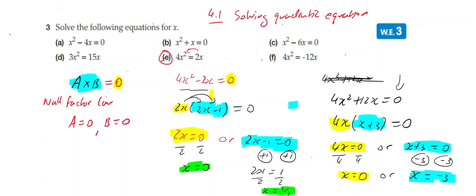So hopefully this gives you an idea. As you can see, in parts A, B and C, it's already been done for us, where all the terms are on one side and the 0 is on the other side. With D and F, you have to do that extra step. So hopefully that gives you an idea of how to solve these questions.